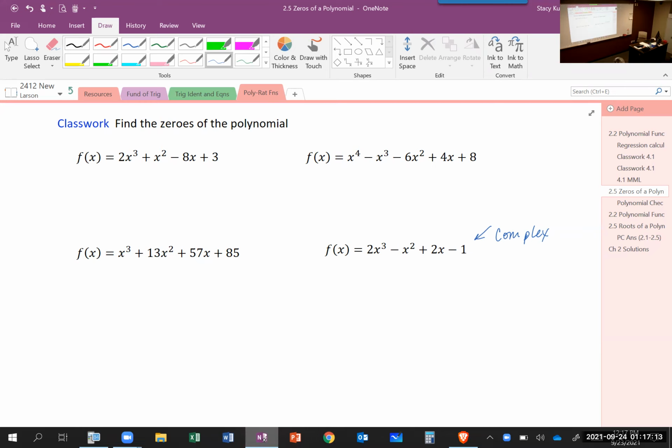So, yeah. Negative b on the outside, the negative b, plus or minus the square root of b squared minus 4 times a times c, all over 2a. x minus 2 squared, right?